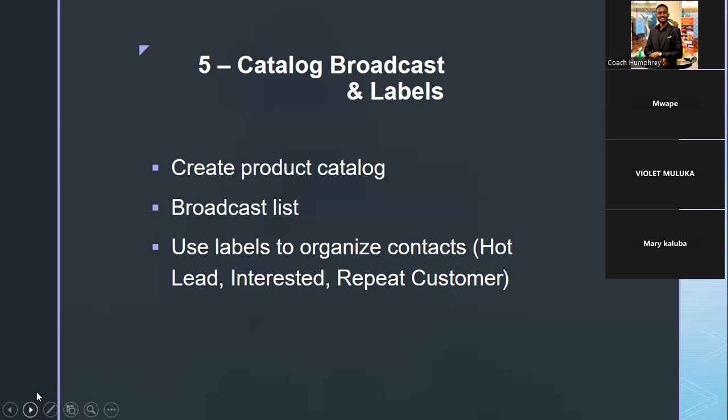And also a broadcast list. A broadcast list usually covers only 256 contacts. These are the people that you've saved in contacts. If they have not saved your number, they cannot receive your message if you're using broadcast. So use labels to organize chats, like hot leads, interested, repeat customers, new customers, customer who promised on Monday, customer who promised on month end. You can categorize them like that.